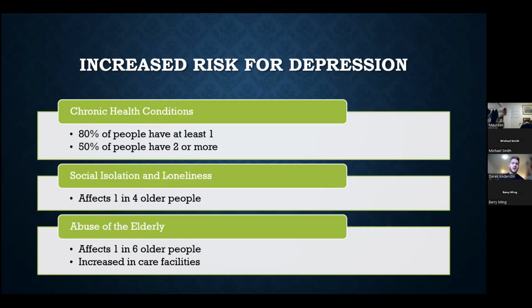So something that can also contribute towards increased risk for depression within this population is the abuse of the elderly. It is estimated by the World Health Organization to occur in roughly 1 in 6 individuals age 60 or older. And these numbers are even higher within institutional settings, such as care facilities, where it was reported that 2 out of 3 staff reported that they have committed elder abuse within the past year that the study was taken in.